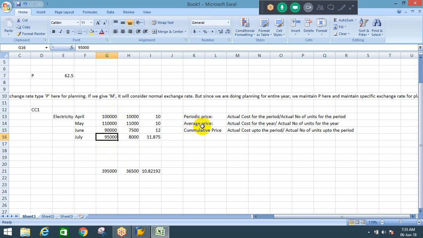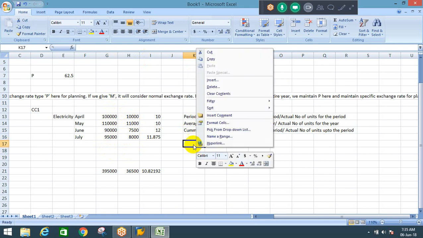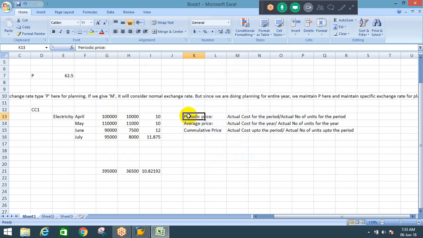Okay, so the best practice for actuals is periodic price, because it is actual. We know the actual cost, we know the actual number of units. We know that in planning we followed average price, because it is not actual. We don't know the actuals, so that is the reason we follow average price, so that we get an approximate price calculation. That is the reason for planning we follow average price, but for actuals we follow periodic price. We know the actual cost at month end, so we get the actual cost. So best practice is periodic price.